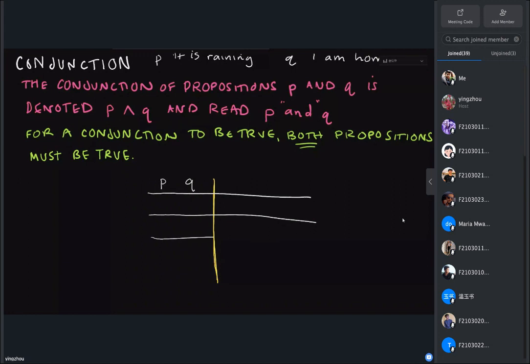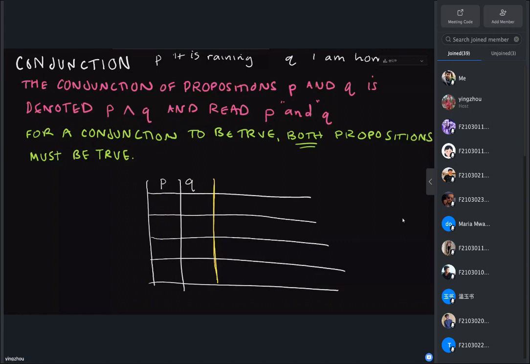So, 1, 2, 3, 4 rows. And of course, a column for each of my propositions. So I've got P, Q, and I'm going to list all of the combinations. So P could be true with Q true, or true false, or false true, or false false. So that's all of the combinations.